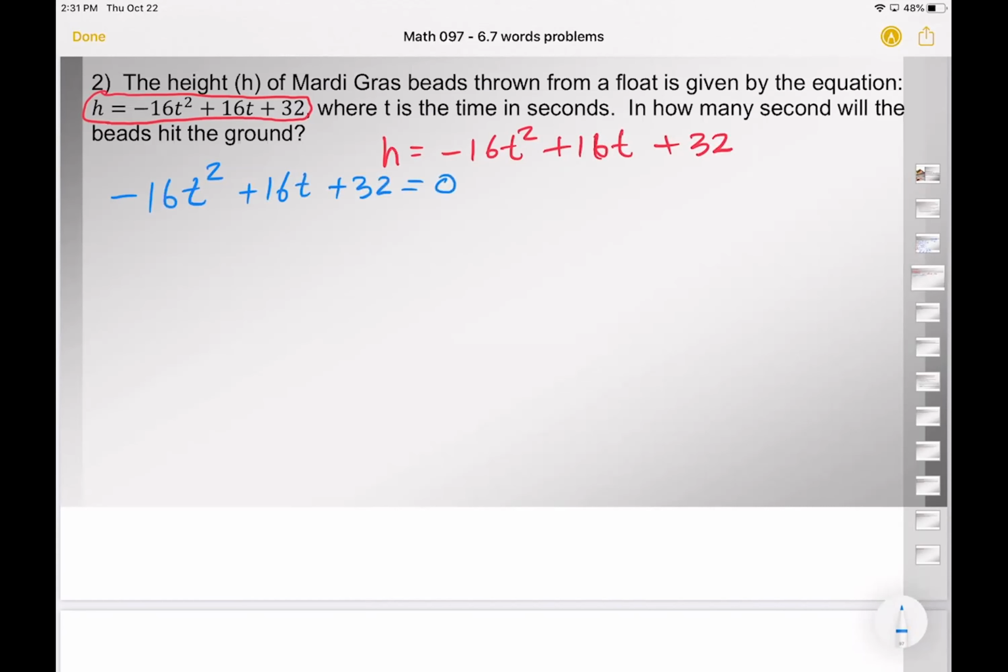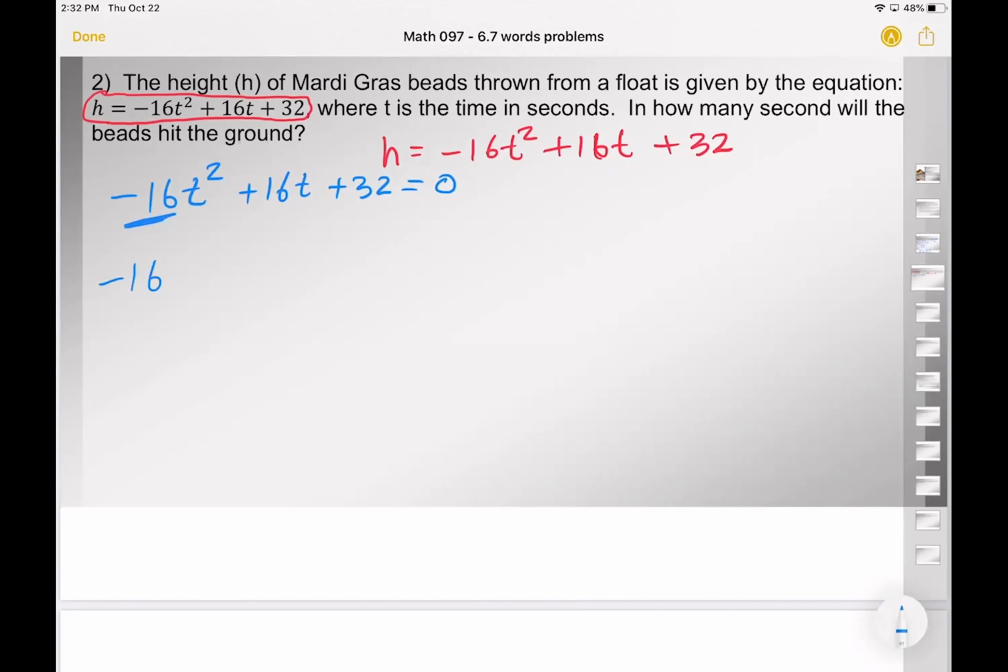Because the initial height of the beam, the initial height of the item relative to the person who threw it, relative to the person who launched the rocket, is equal to 0. So since the initial height for this particular problem is 0, this is what we have: whatever the equation is, negative 16t squared plus 16t plus 32, we set it equal to 0.